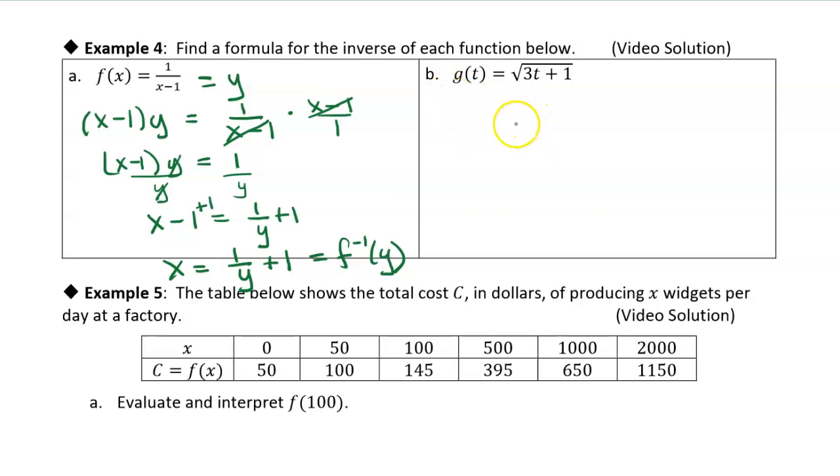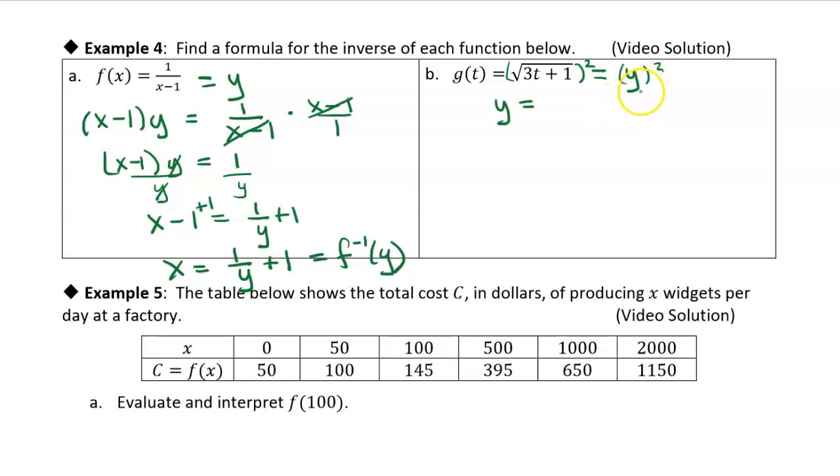Part B, we have a function g of t. The input is t, and we just want to isolate t, and we're going to set this equal to, we need to assign it to a variable. We'll just call it y again. So we have y equals, well, why don't we just do this? Let's square both sides. We kind of want to get rid of the square root because it's tying up the 3t plus 1. So if we square both sides, then we'll end up with y squared.